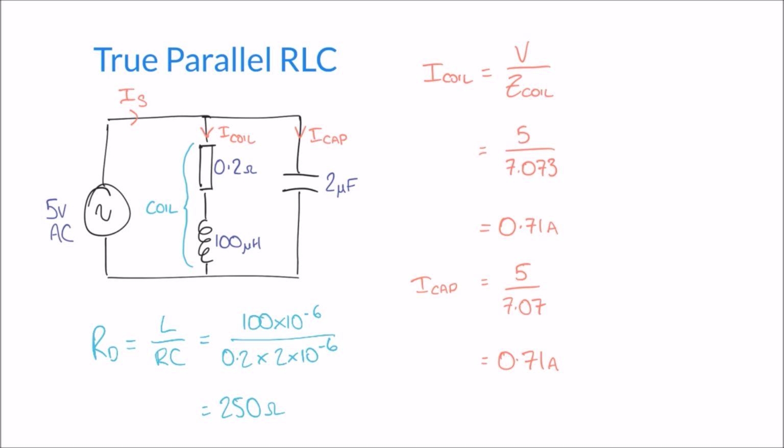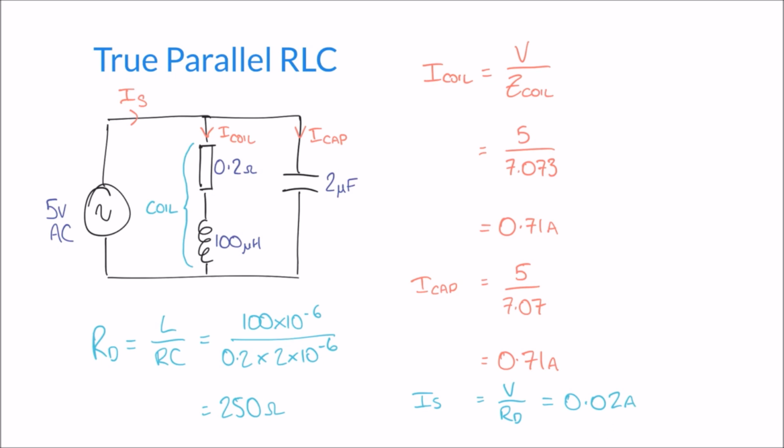So we can now calculate our supply current, because IS is going to be our voltage divided by our dynamic resistance. And if we do 5 divided by 250, because our supply voltage is 5 and our dynamic resistance is 250, we come out with a supply current that's very small, 0.02 amps or 20 milliamps. So this is very unusual on the face of it, because we have two very large currents in comparison. They're not particularly large, but they're large in comparison to the supply. We've got 0.71 amps going through the coil. We've got 0.71 amps going through the capacitor, but they're supplied by only 0.02 amps.